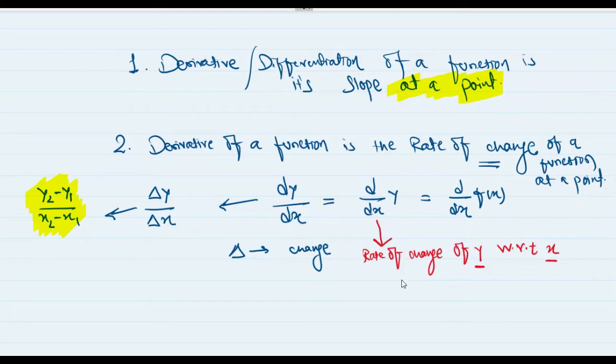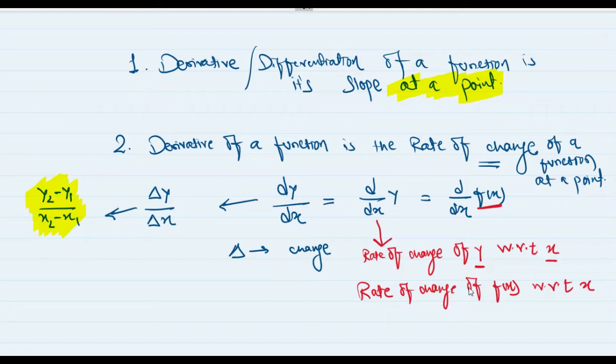Correct? So what is y basically? Y is nothing but your range, and range can be written as f of x. See? So you can say that derivative of a function is the rate of change of f of x with respect to x. So the rate of change of the range with respect to the domain is the derivative, or the differentiation of a function at a point. That's what you need to find. Now you're getting it. Are you getting it?